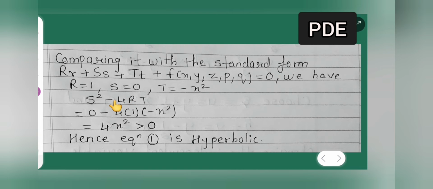Now to check whether it is parabolic, hyperbolic or elliptical, you need to plug in the values you have here into s² minus 4rt. What is s? 0 minus 4, r is 1, into t, which is minus x². Now minus and minus will be plus 4x², which is positive, right? And it is greater than 0. So it is hyperbolic. Therefore the equation 1 is hyperbolic.